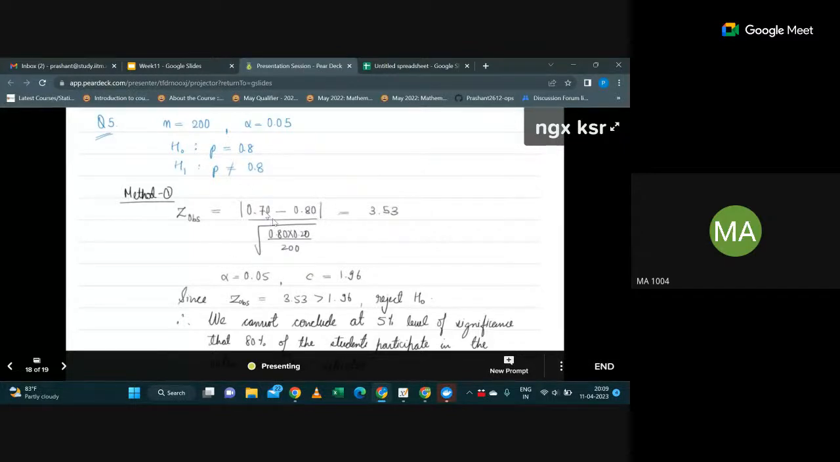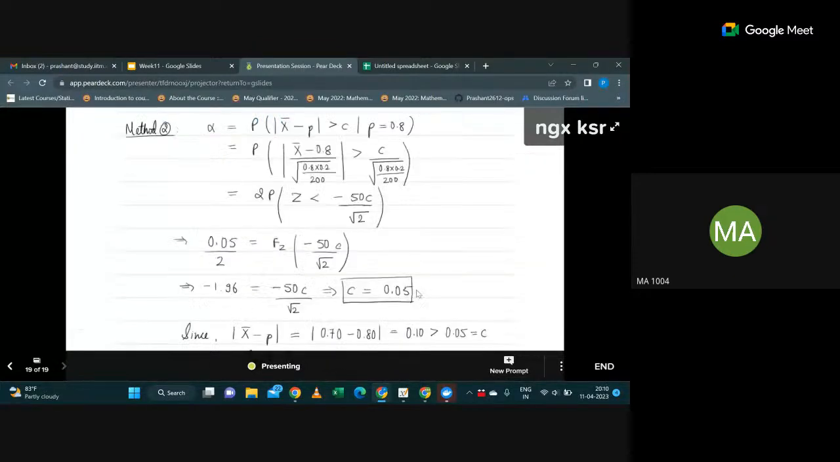And what is the mean, what is the variance? So variance will be p into 1 minus p divided by n, correct? In the denominator we take the square root, so by this we'll get a value of 3.53. With alpha 0.05, c is equal to 1.96. If z is greater than c, we will reject the H0. So this is one method we can do directly, but let's discuss the traditional one which we are doing in the session also.